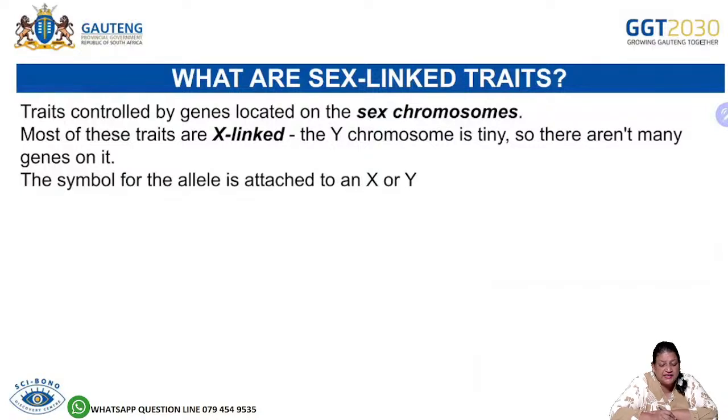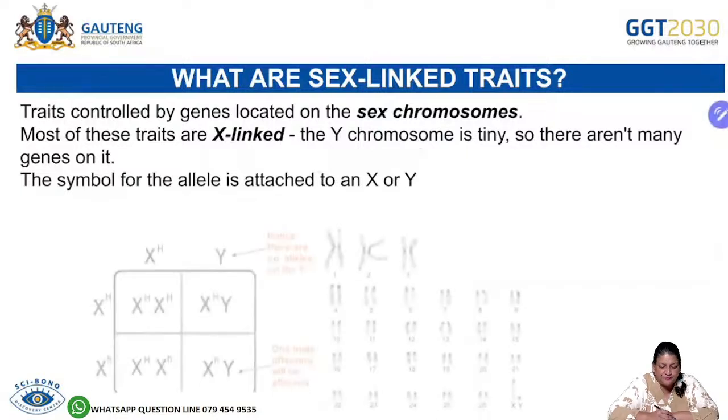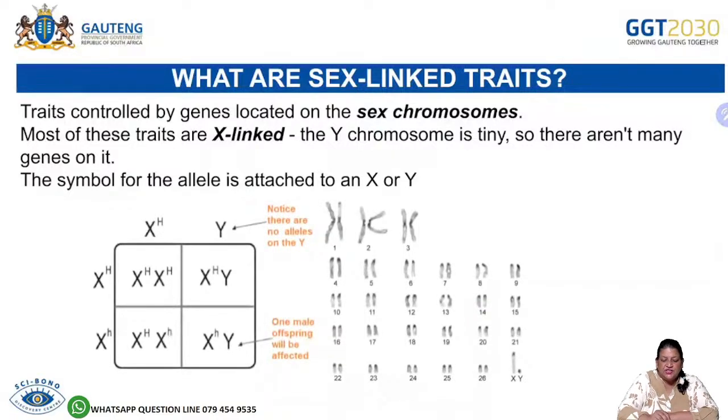Most of the traits that are sex-linked or X-linked, the Y chromosome is tiny, so there are not many genes on it. So you don't really find any, you can't say Y to the power something. It's always X, because of the X chromosome. The symbol for the allele is attached to an X, but you don't see anything on the Y because it's too small.